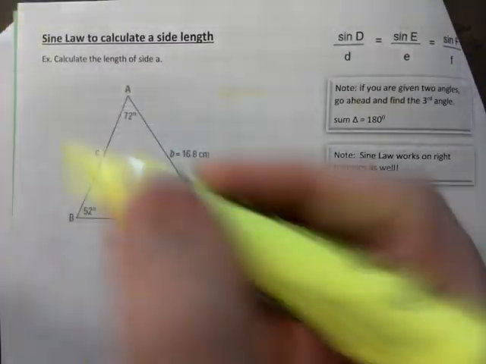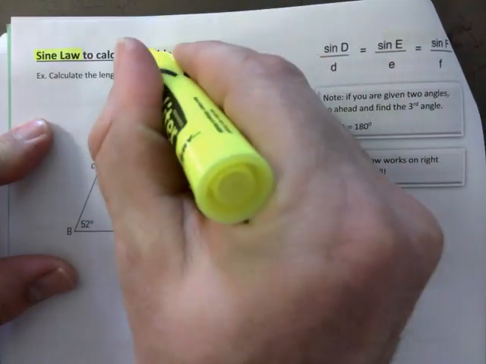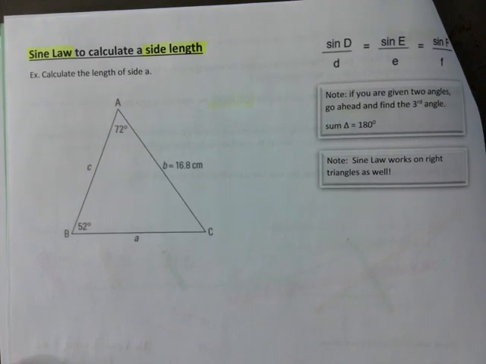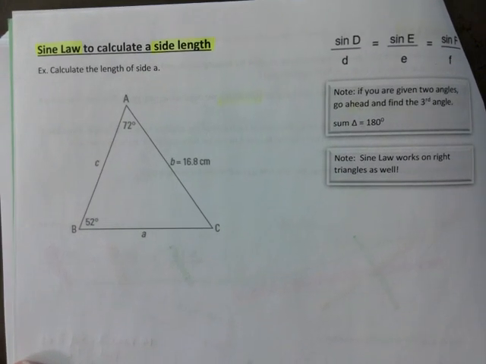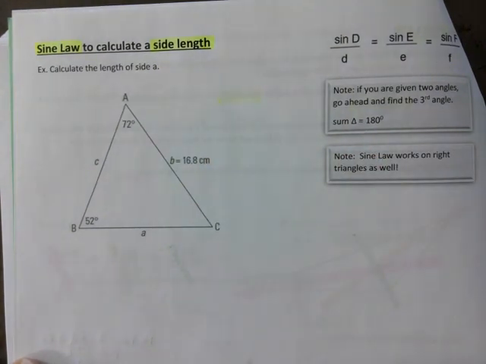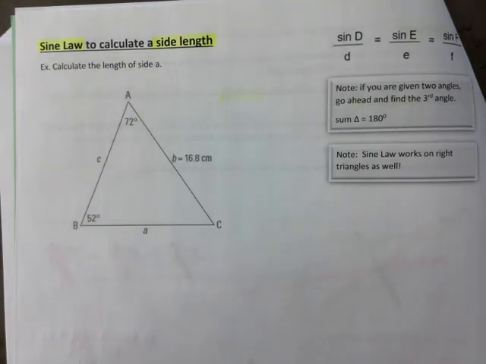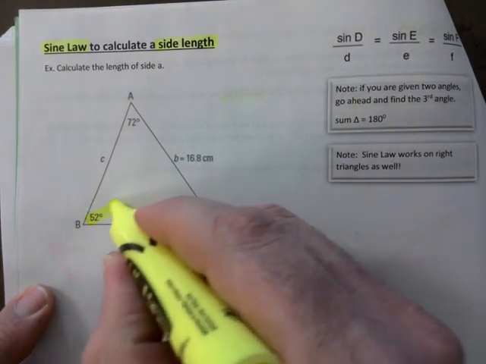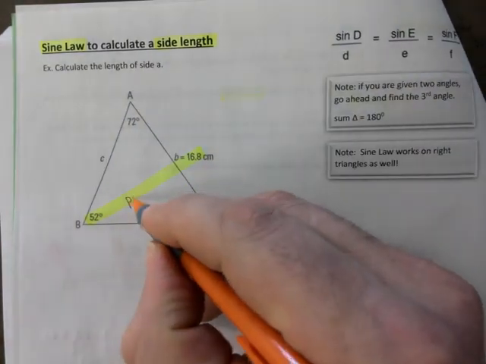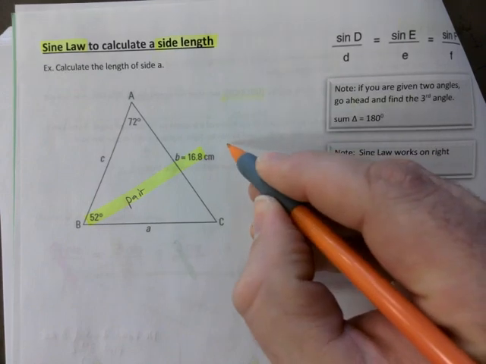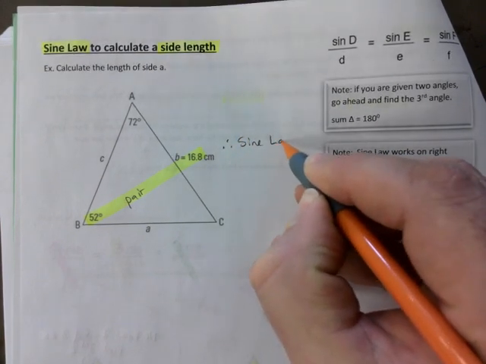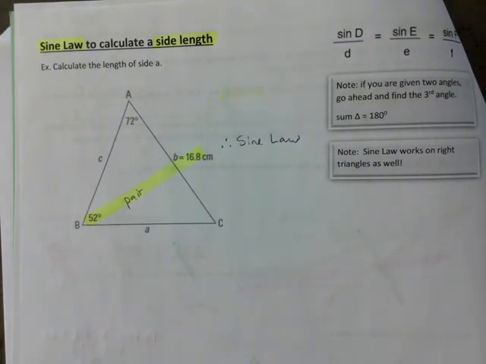So we're going to use sine law to find the side length. Okay. Page 5. Watch this. I have a pair. I have a pair. Therefore, I'm going to use sine law. That's the first thing that I'm going to identify here.